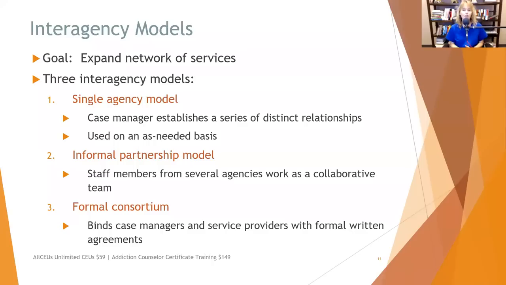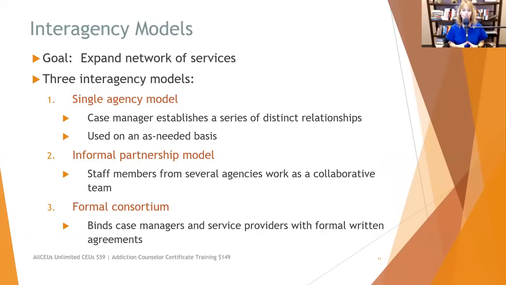In the informal partnership model, staff members from several agencies work as a collaborative team. So you may have somebody over at Housing and Urban Development or Social Services that identifies that this person really needs case management intervention, and they'll refer to your case management team, and you all work together. But it's informal. There's not any contracts or anything. You just have really good relationships.